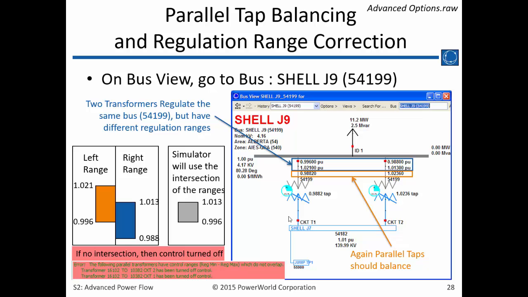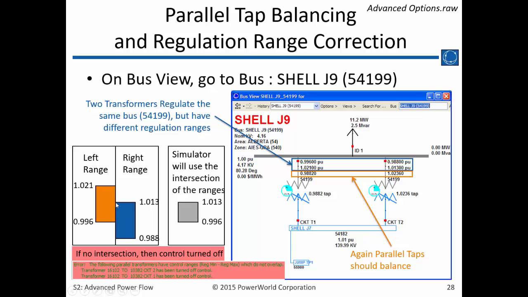So again, we want parallel taps to balance the flows and avoid circulating VARs, but what do we do about the case of having different control ranges? Well, what Simulator does is it uses the intersection of these ranges as the ultimate control range for these transformers. Because if we want to keep them balanced, that means we want to try and keep the taps of the two transformers operating at the same value.